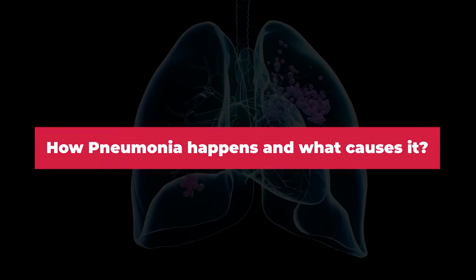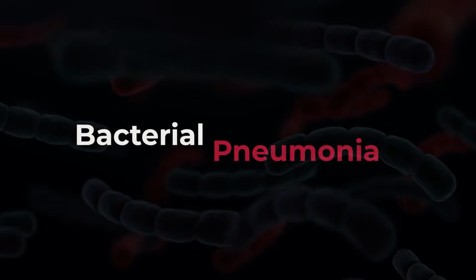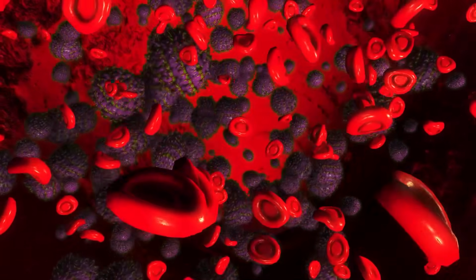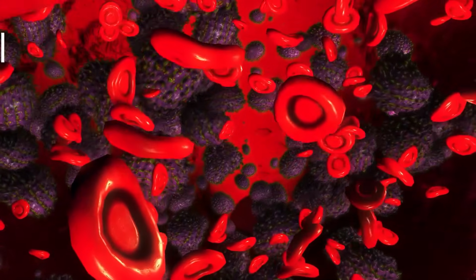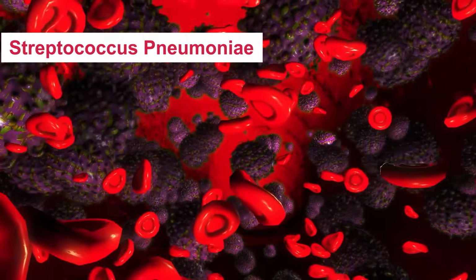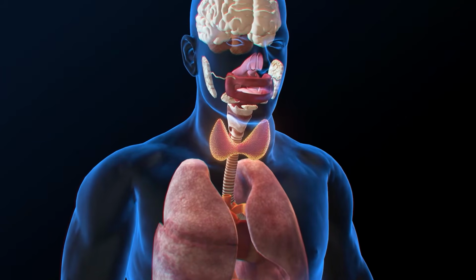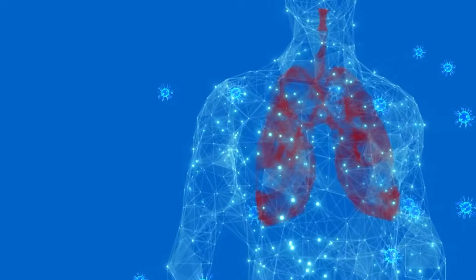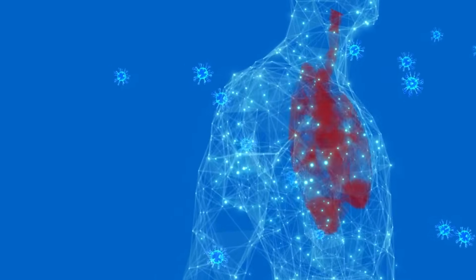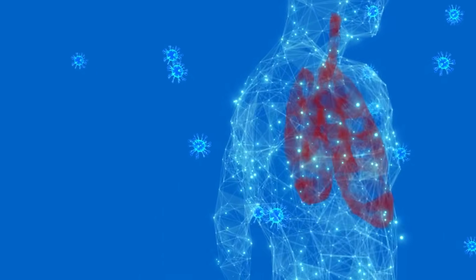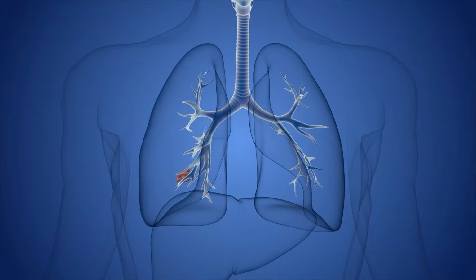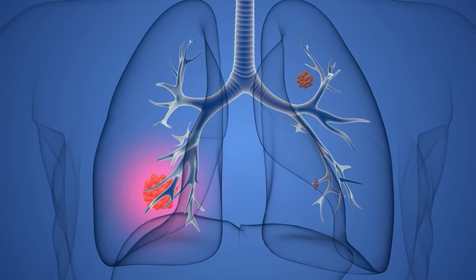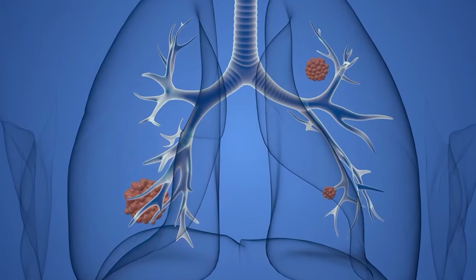How pneumonia happens and what causes it. Bacterial pneumonia. The most common cause of pneumonia in adults is bacterial infection, particularly infection with Streptococcus pneumoniae. This type of pneumonia often develops after a person has already had a cold, flu, or throat infection because the respiratory system becomes irritated and weakened, making it easier for bacteria to invade the lungs. Bacterial pneumonia tends to develop suddenly, producing high fever, chills, sweating, chest pain, and thick phlegm.